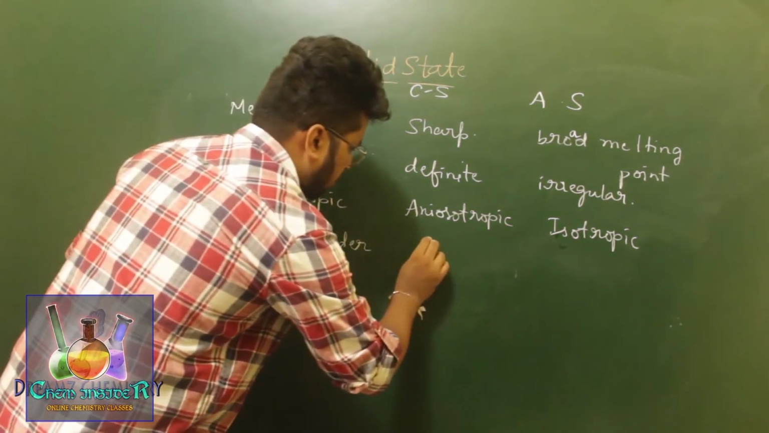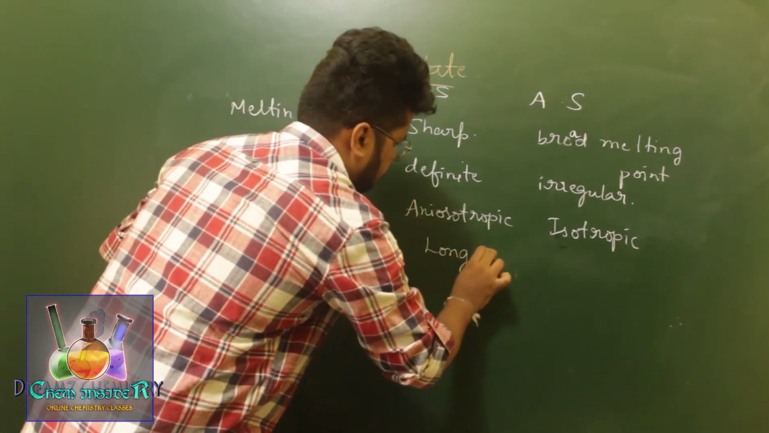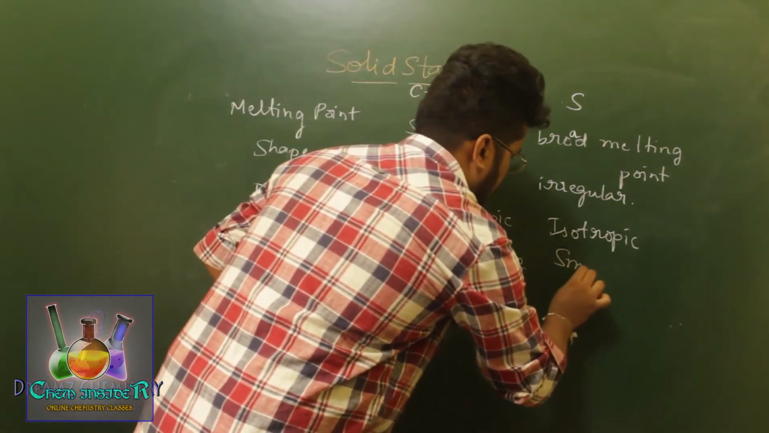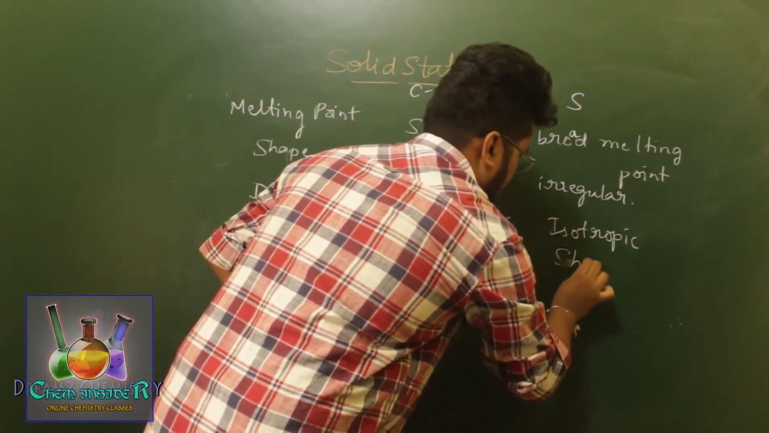Next, the range of order. Crystalline solids have long range order, whereas amorphous solids have small range or short range of order.